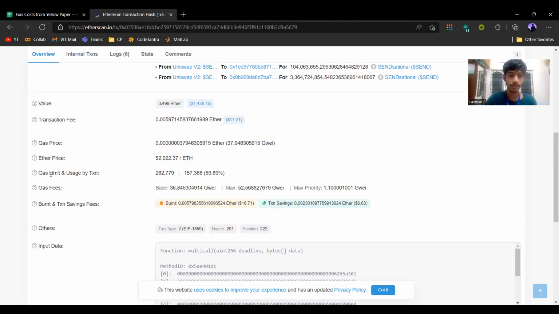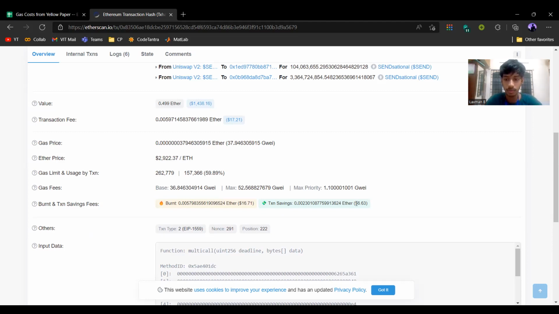So now we can see that the maximum gas limit this user has provided is 262,779, out of which 157,366 amount of gas is used. As you can see, exactly only 59.89% of gas is being consumed. So the remaining excess gas will be returned back to me in the form of Ethereum.